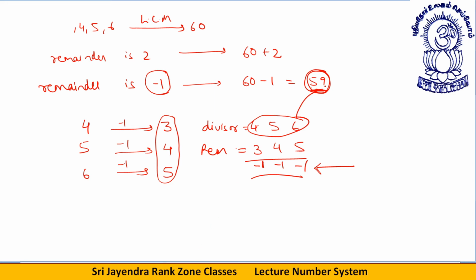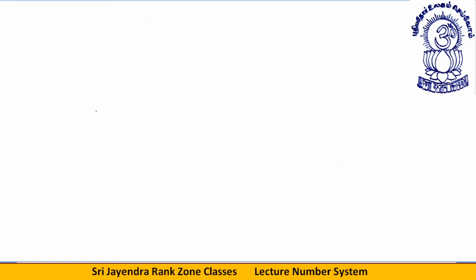So here the questions which we'll be doing now will have different positive remainders, but those different positive remainders can be interpreted as the same negative remainder. Okay, let me do some examples.